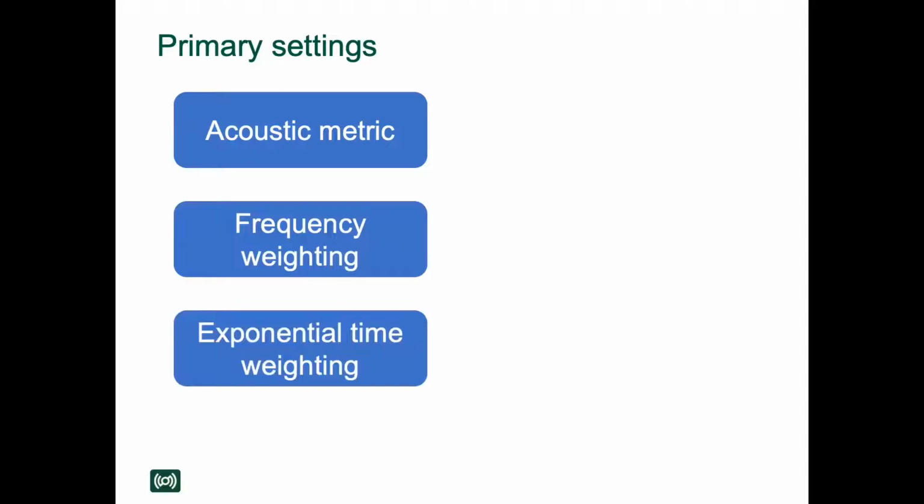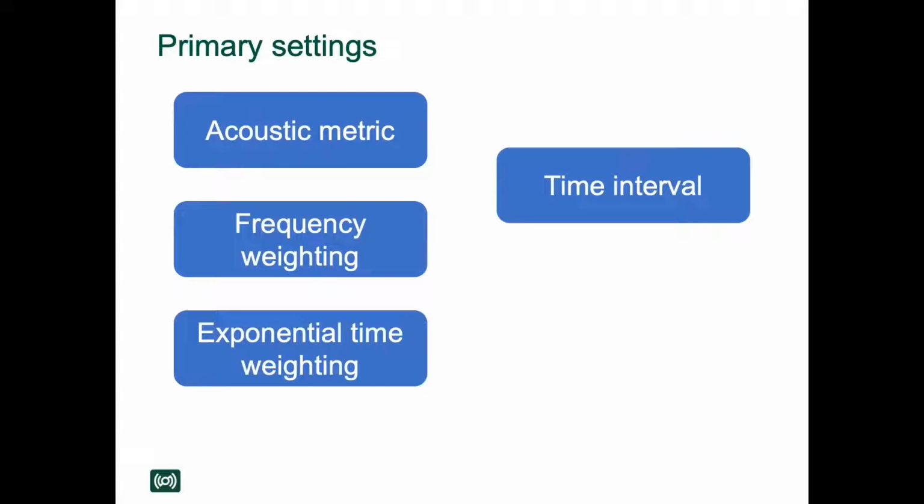Exponential time weighting sets the slow or fast weighting response of the meter, which will be selected depending on if the source of interest varies quickly or slowly over the measurement period. Time interval can refer to a number of different concepts, and it is important to understand the nomenclature used by a particular meter and to know how data are collected and what is reported.